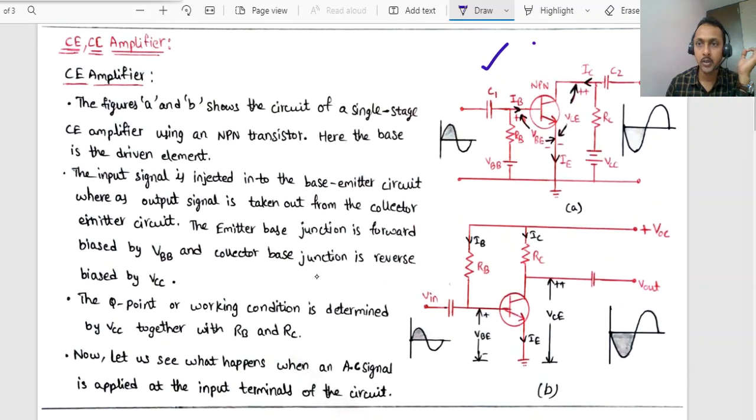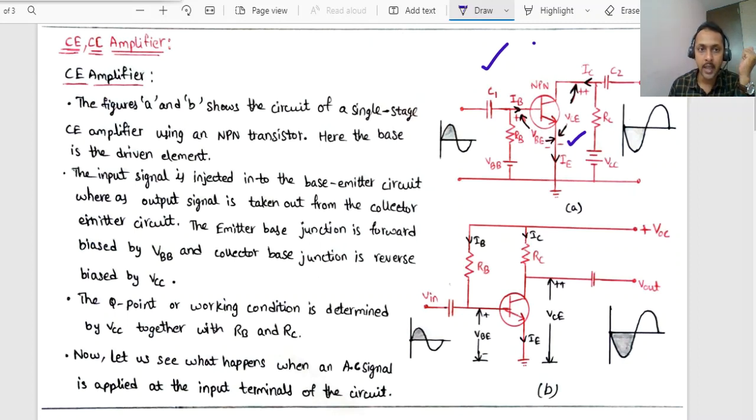Dear students, if you observe the common emitter amplifier, the emitter will be common. This is the emitter terminal. The emitter will be common to both the input and output. So how do you understand that? The input will be given across the base emitter and the output will be collected across the collector and emitter. That is the CE common emitter configuration, as we have discussed in our previous basics.